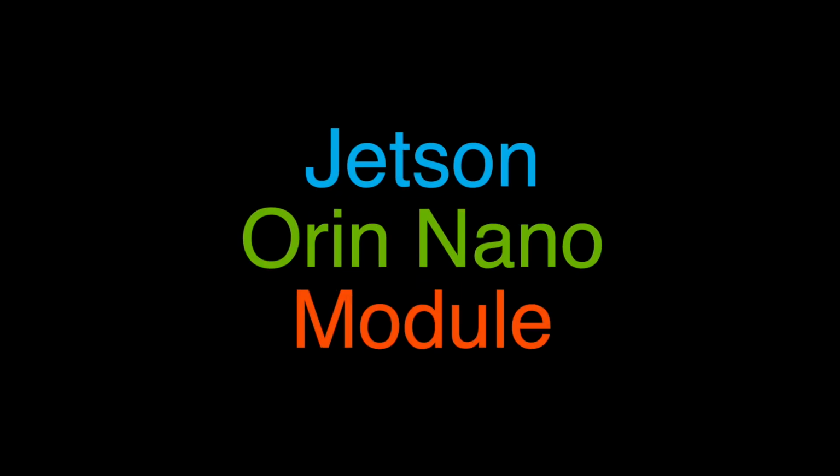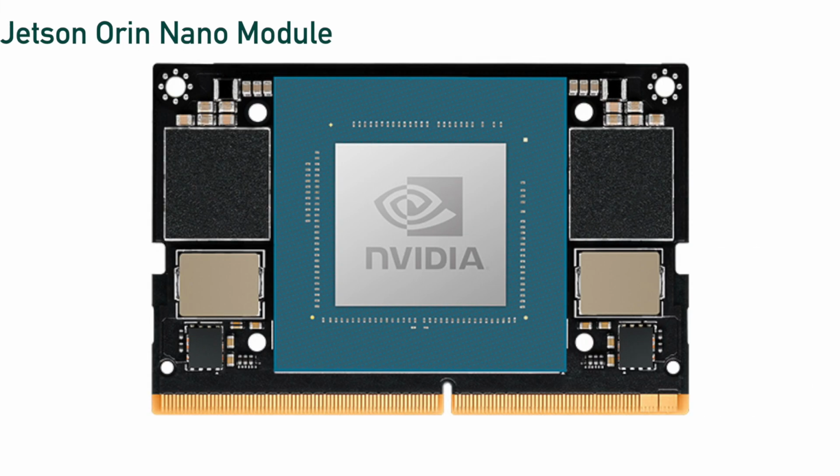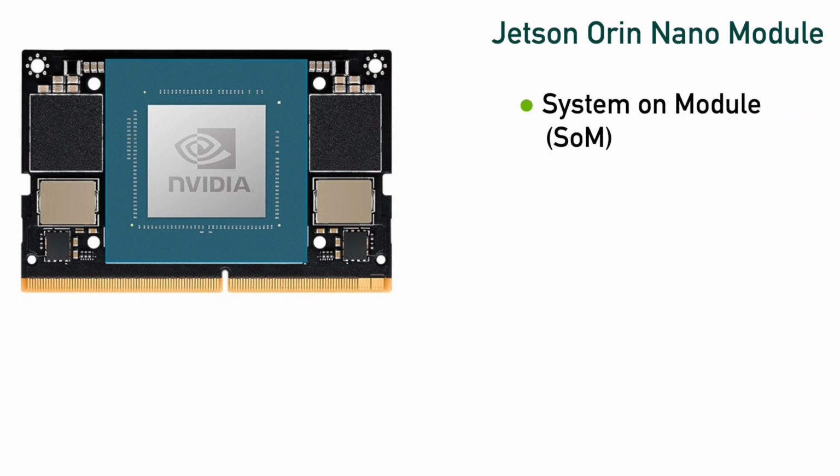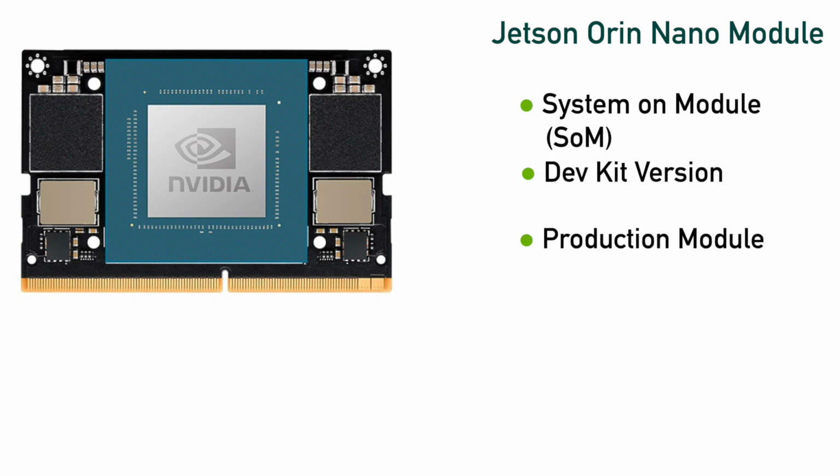Let's talk about the Jetson Orin Nano module first. Here is a top-down image of the Jetson Orin module without the fan heatsink. This is a system on module, or SOM for short. The Jetson Orin Nano module is available in two flavors. The first is the development kit version, which we are looking at in this video. The second is the production version. The production module is a little bit different and is meant for use in products.